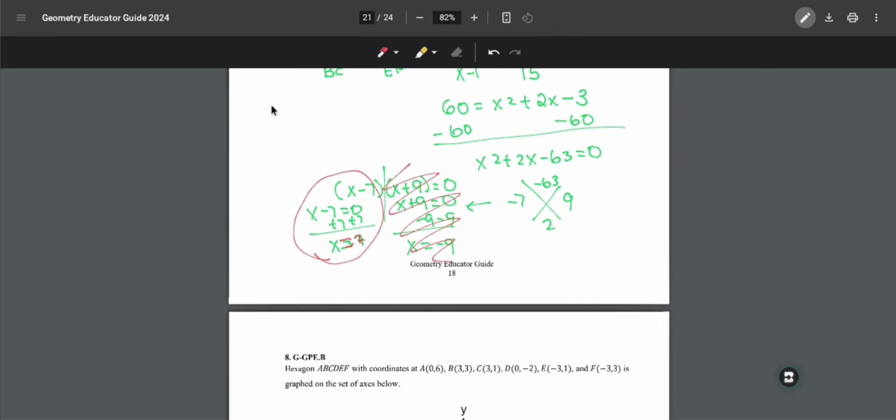So they asked me to find the length of DE, and they told me that DE is x plus 3. So I'm going to substitute in my value of x, which was 7, so 7 plus 3. And the value of DE equals 10. That's it.